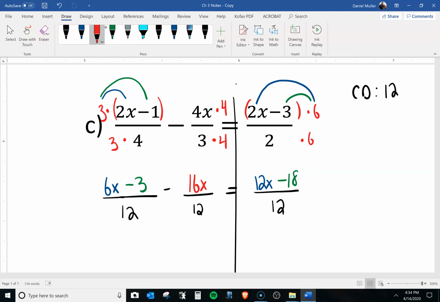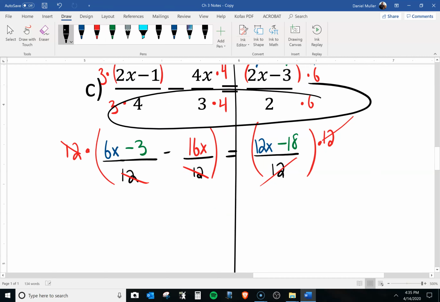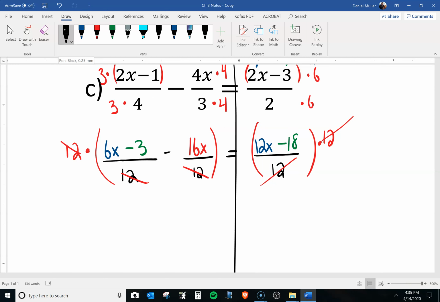Now what I said before still holds true. Because all the denominators are 12, I'm going to multiply everything by 12. I'm going to put a 12 on the numerator and a 12 on the numerator, and then this can cancel with that. The numerator and denominator are both 12. And so I've taken a question that's got denominators 4, 3, and 2, and now turned it into something that doesn't have any denominator. I just have 6x minus 3 minus 16x equals 12x minus 18.